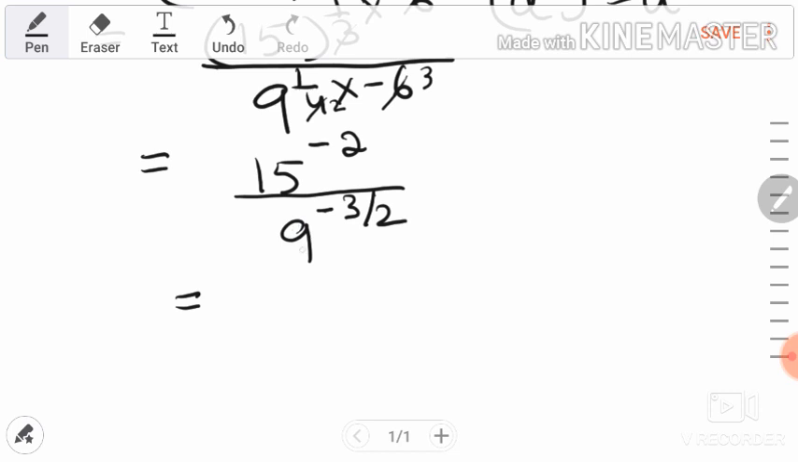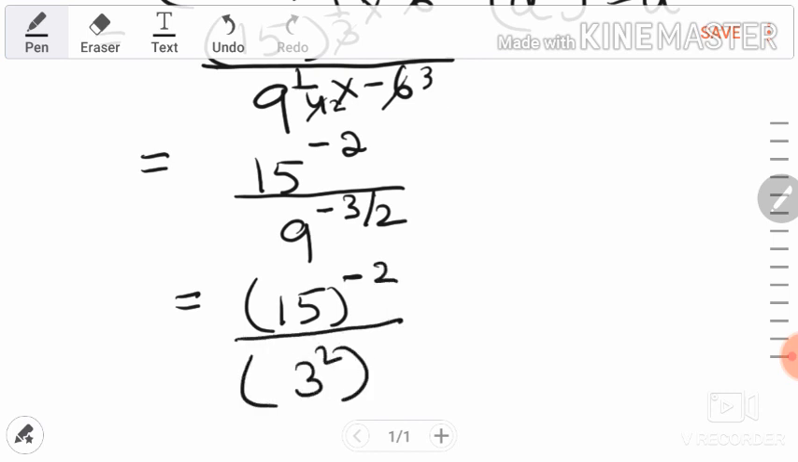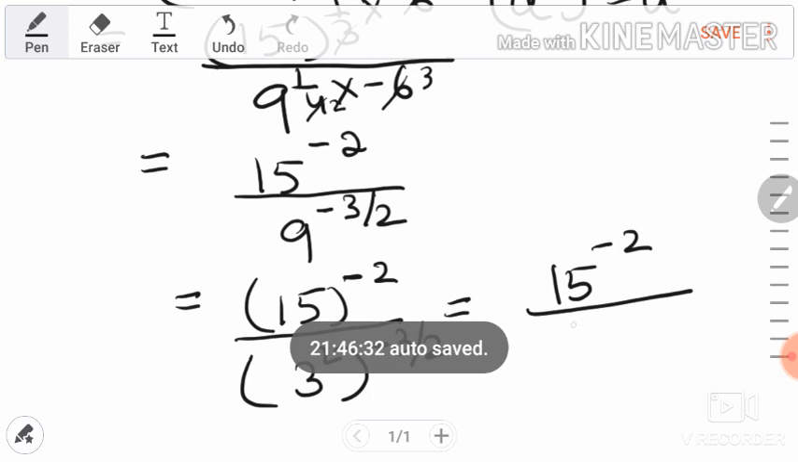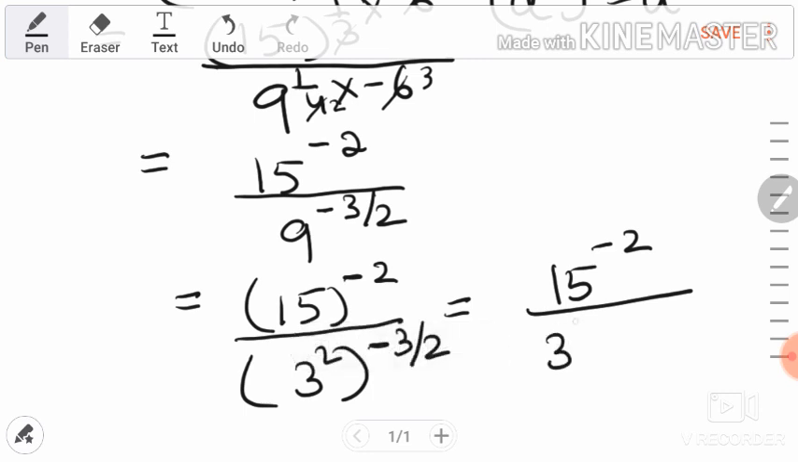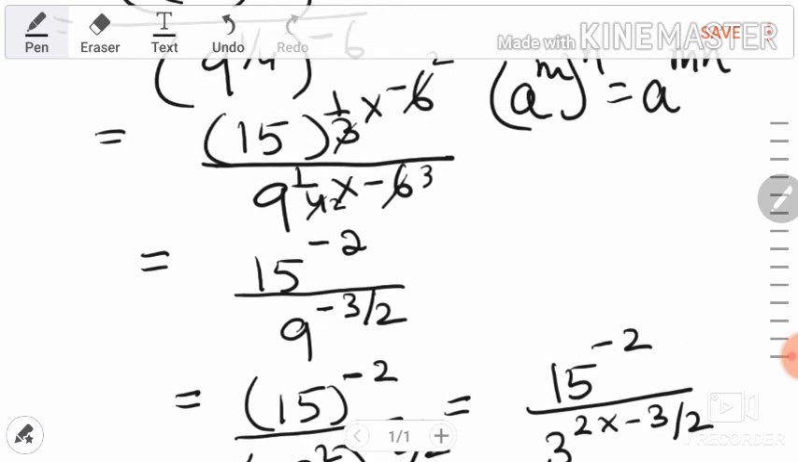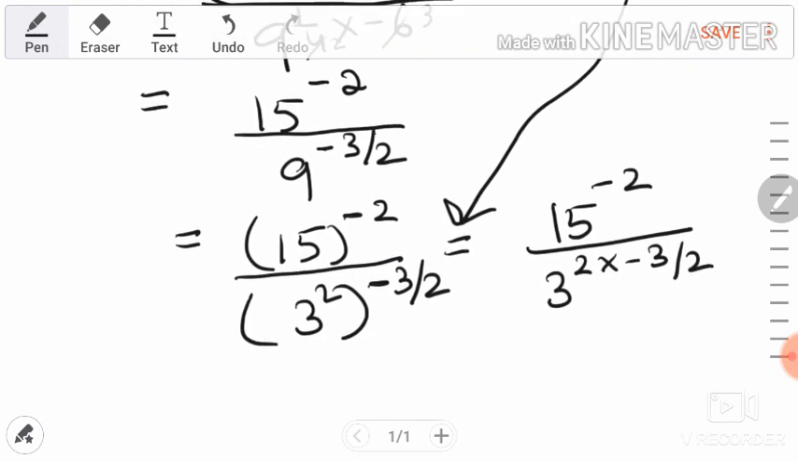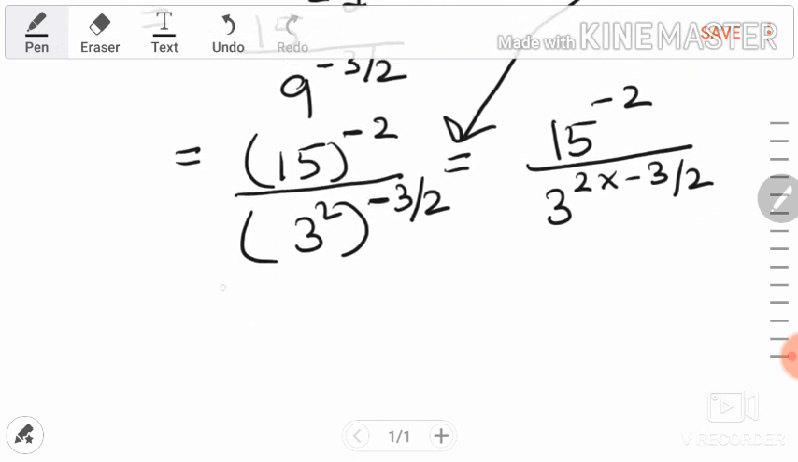Now look at the denominator. There is number 9 which can be written as 3 square. So 15 to the power minus 2 divided by (3 square) to the power minus 3/2 is equal to 15 to the power minus 2 divided by 3 to the power 2 into minus 3/2. Which law did we use here? The same law that we used earlier. So this is equal to 15 to the power minus 2 divided by 3 to the power minus 3.